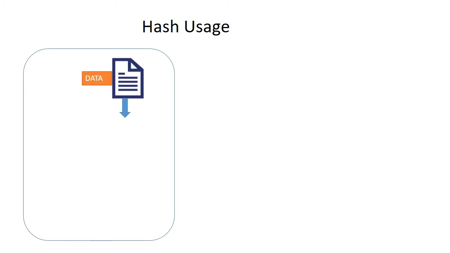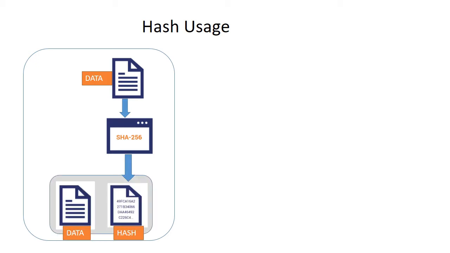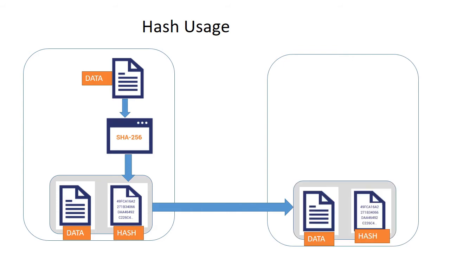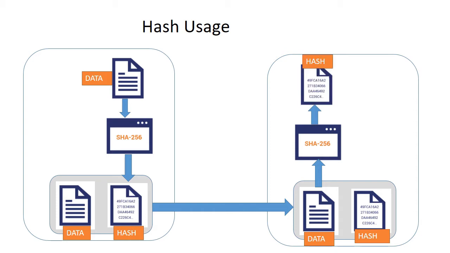In this diagram, we have data and we have hashed it, and it will be sent over the network and received on the other side. There are two sides in this diagram, so let's see what happens. The hash function is applied to the original data and it creates the hash, and after that the data along with the hash are sent over a network.